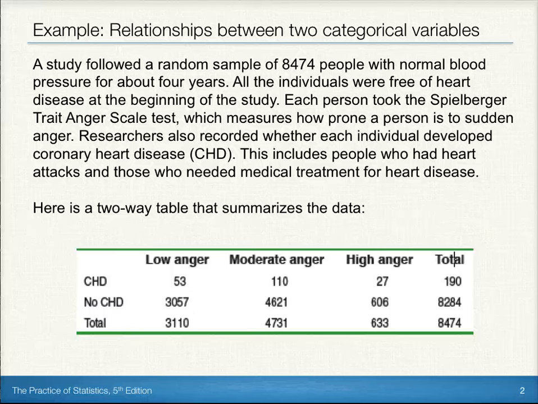Each person took the Spielberger Trait Anger Scale test, which measures how prone a person is to sudden anger. Researchers also recorded whether each individual developed coronary heart disease, or CHD. This includes people who had heart attacks and those who needed medical treatment for heart disease.